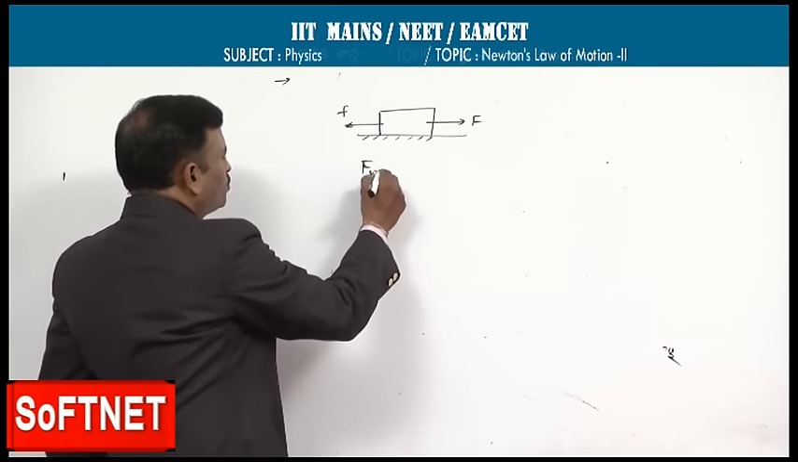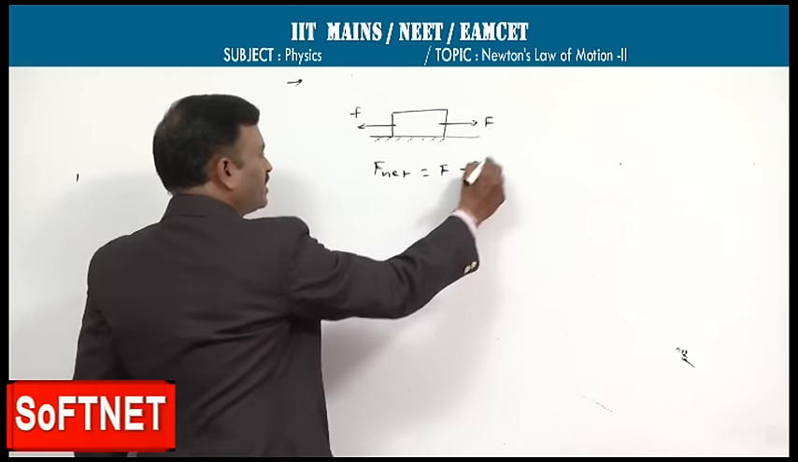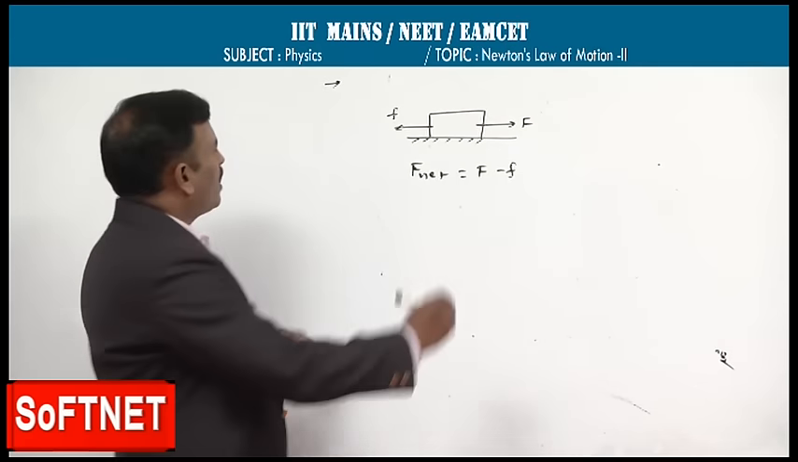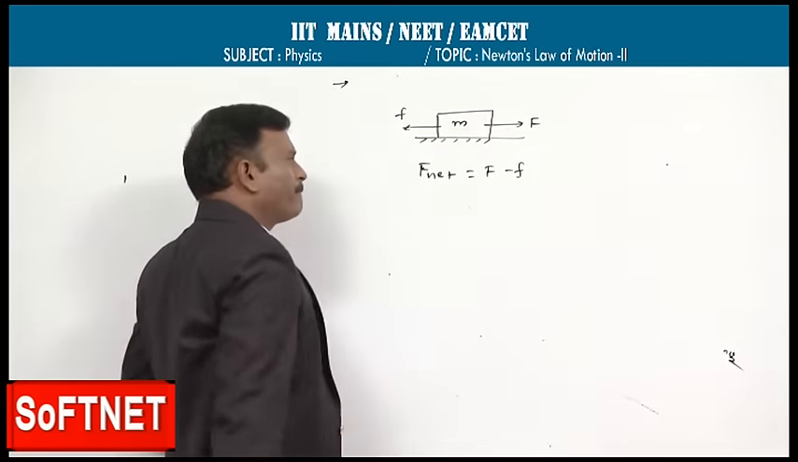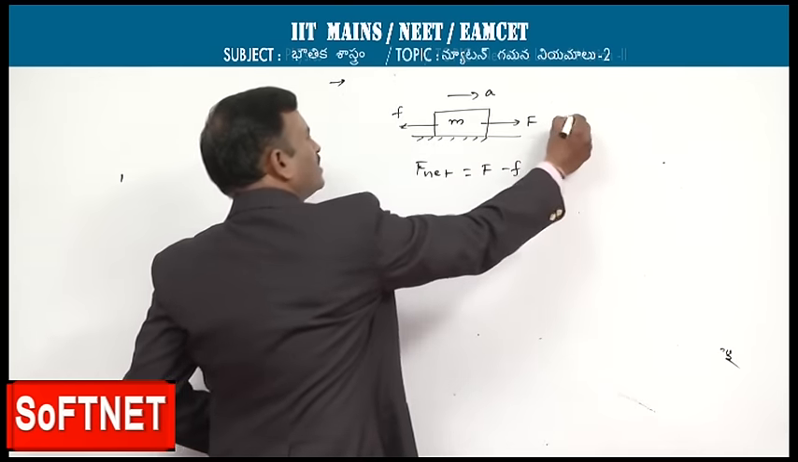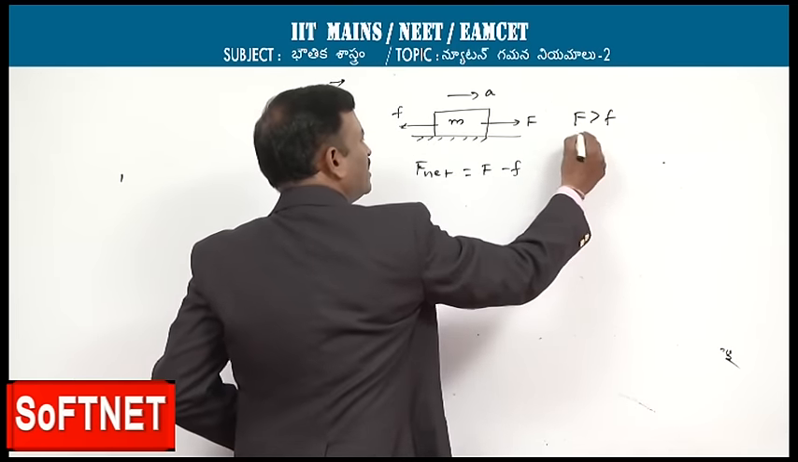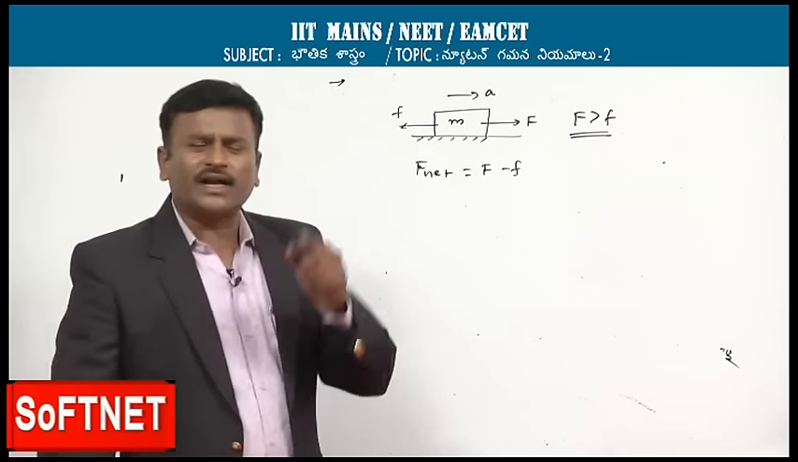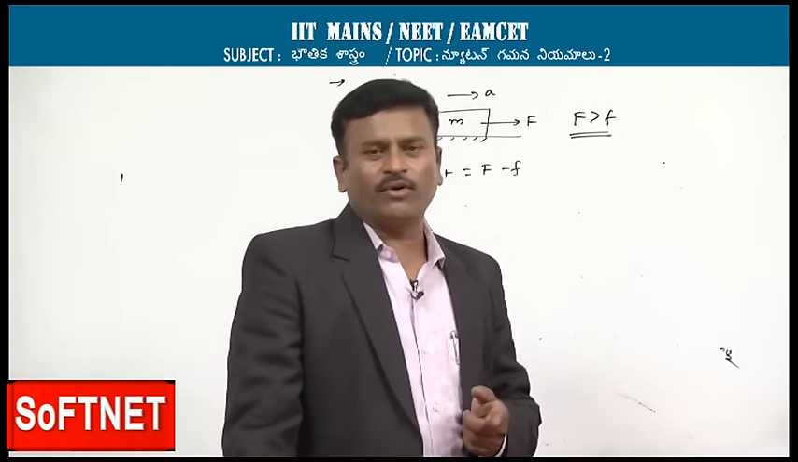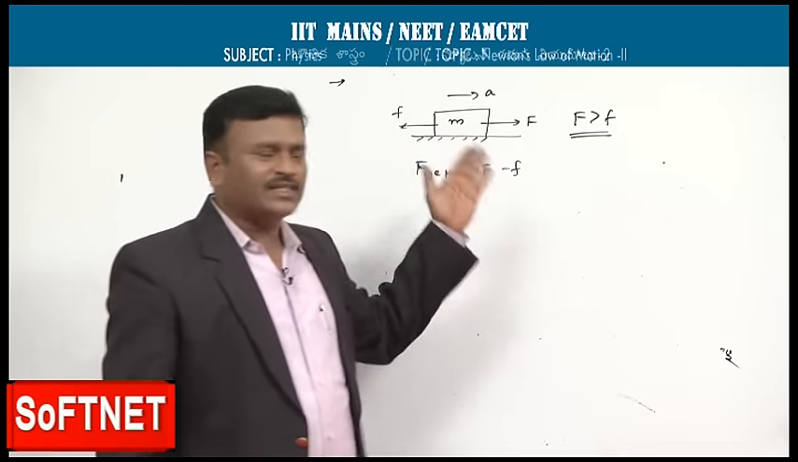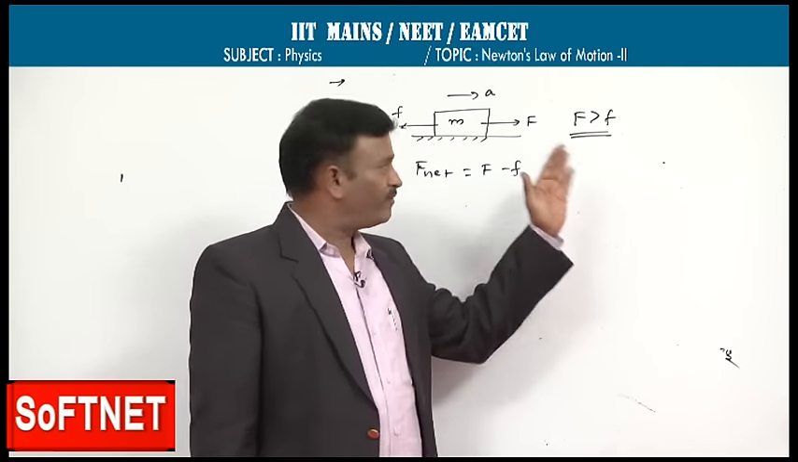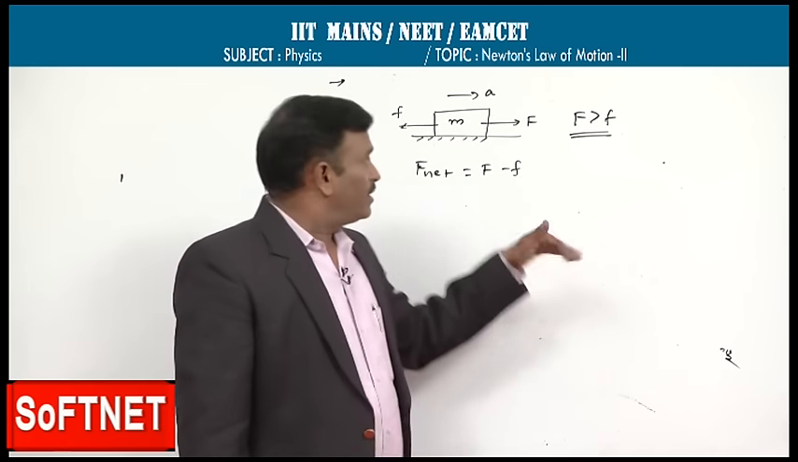So what should F net be equal to? Applied force minus frictional force. The mass of the body is m. Obviously, the condition is that the applied force must be greater than the frictional force; that is the condition for motion of a body. If the applied force is less than the frictional force, the body doesn't move. If it is moving, there must be a resultant force.